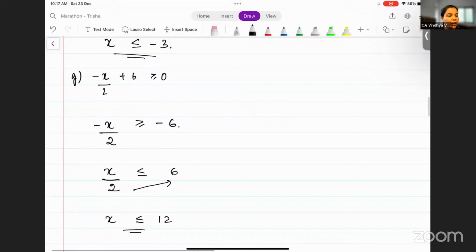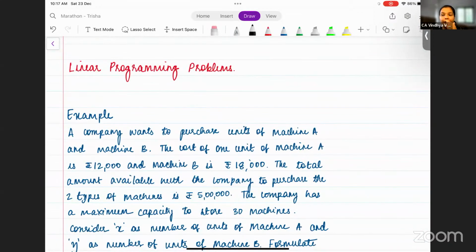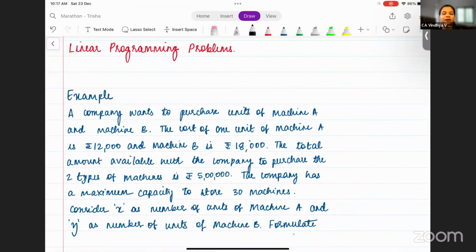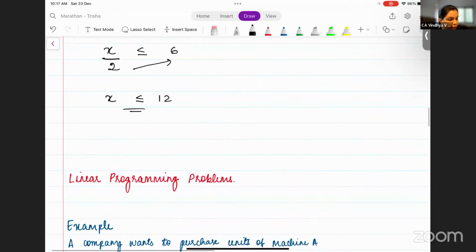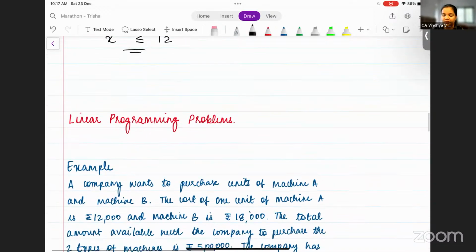Yes, with this we are done with the first concept. Next one, we'll go to the linear programming problems. Now what happens in linear programming problems is, firstly, they'll give you a... Yes, Pratiksha, correct answer, 12. Yes. All right. Okay, good.